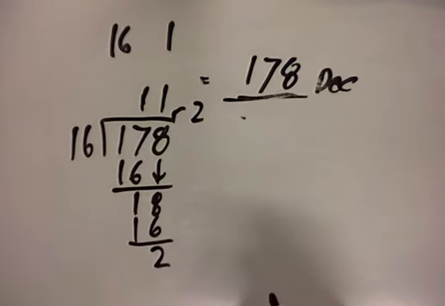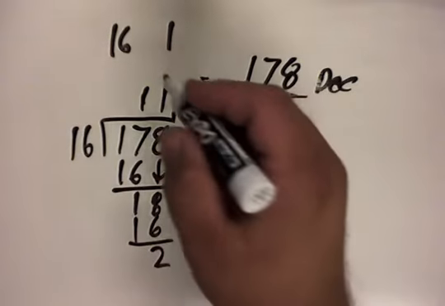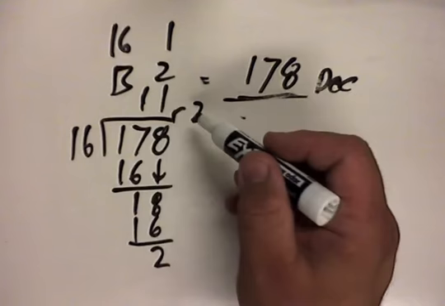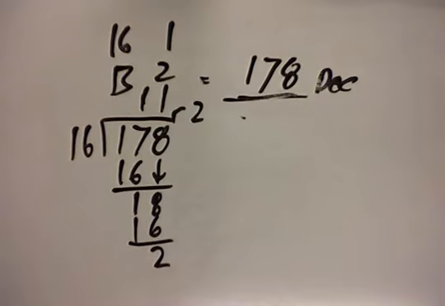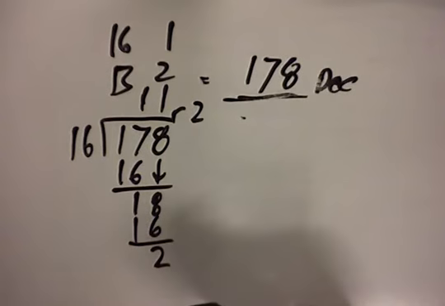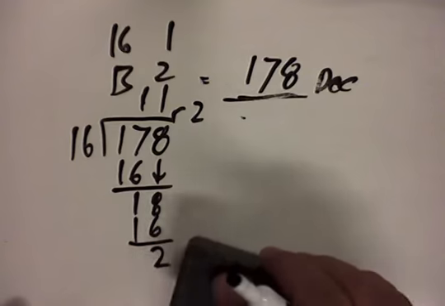11 in this case is B. So I have B2. That kind of got squished in there. 11 is B, remainder 2, so I have B2. That is my hexadecimal equivalent to 178. Sorry, I got a little squished in there on that one. Let's do one more.